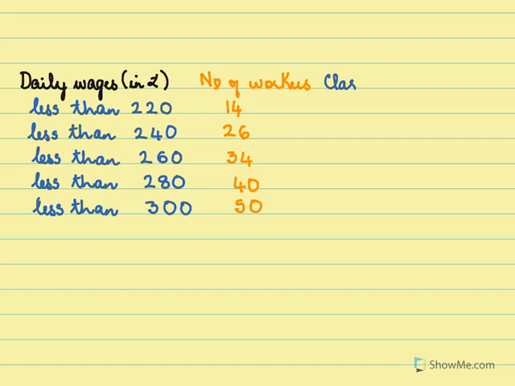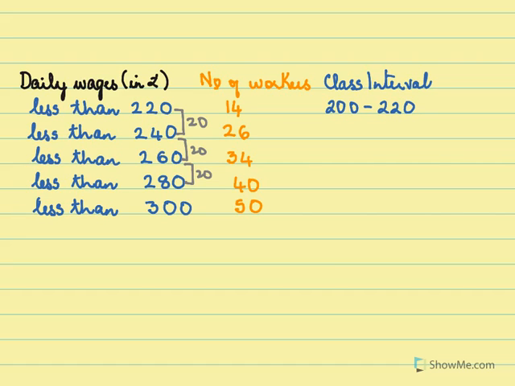The table is less than. We need to find the class interval. To find the class interval, let us first examine what is given to us. Less than 220, less than 240, less than 260. So the difference between them is 20. So our class interval should have a size of 20. Less than 220. So we must start from 200. So it will be 200 to 220.